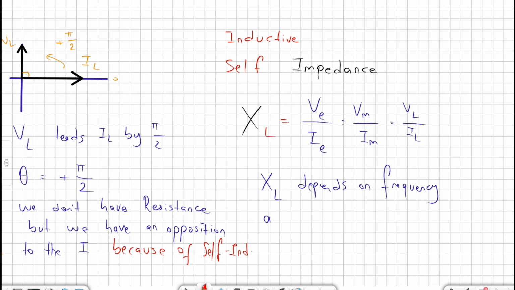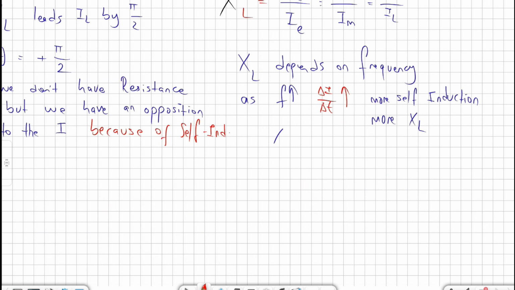Unlike resistance, as the frequency increases, the change in the current also increases. If you change the current faster, would you have more self-induction or less? Of course, you'll have more self-induction. So if you have more self-induction, you'll have more opposition, which is more XL. So we can say that XL is directly proportional to the frequency.